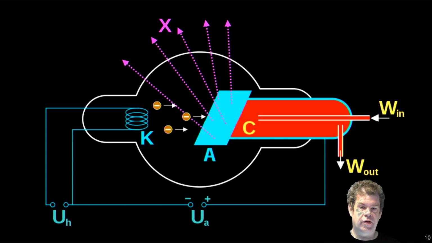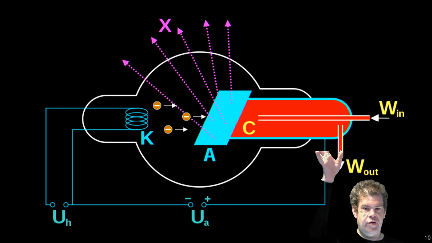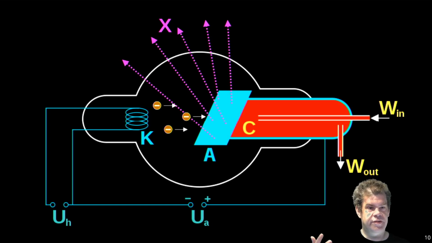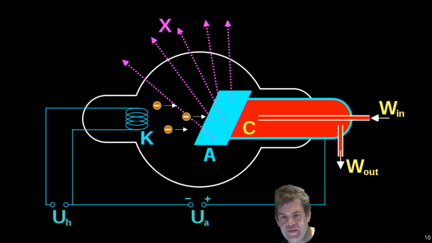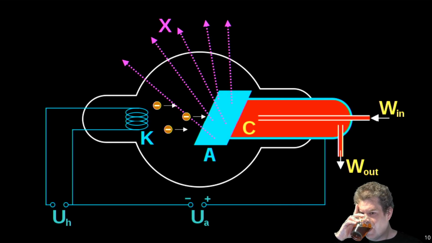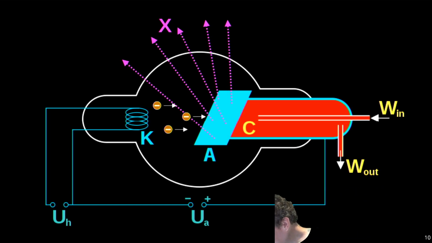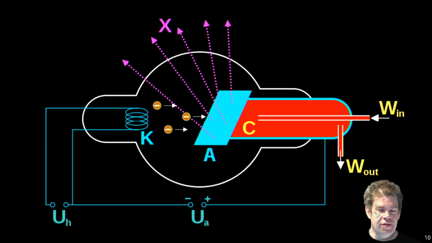Just for the sake of completeness, since the anode gets pretty hot in the process, it is cooled from the back. So the red part you see, that's the water cooling. You generally pump water through this device to cool it from the back. So that's kind of my bird's eye, non-physicist view of what an X-ray tube is.